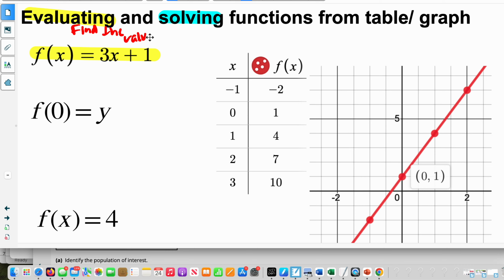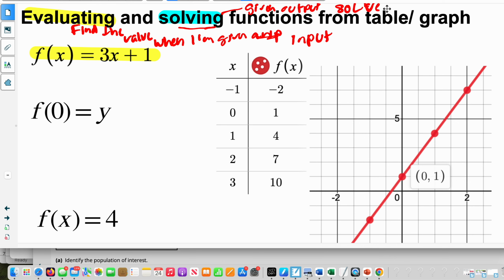when I'm given an input. Solve means that I'm given the output, and I want to solve for the input. And this is going to help us determine when to use solver as well, because that is why it's called solver. I'm given an output, I can solve for the input.